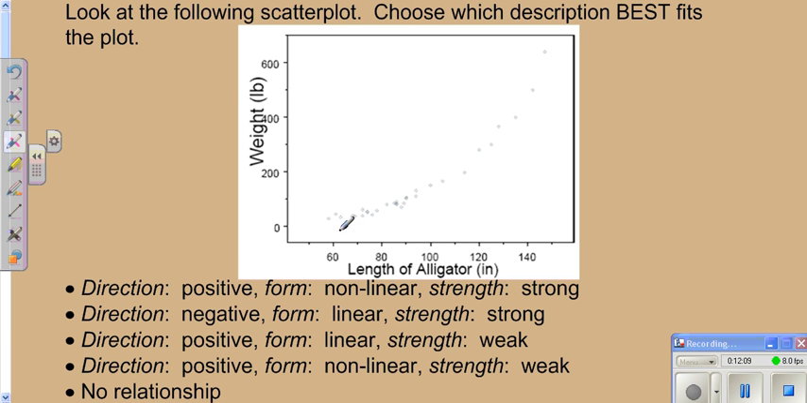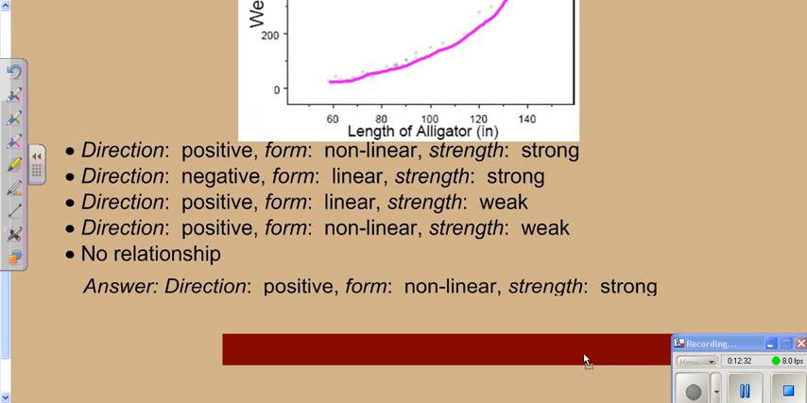This one here, as we look at our pattern, we know it's definitely a curved pattern, definitely not a straight line. If I go ahead and draw in a straight line here, both ends are above, the middle's below, definitely not straight. So we know it's nonlinear. All the points are really close to your curve, so we know it's going to be strong. But it is a positive association because you're going up as you go to the right.